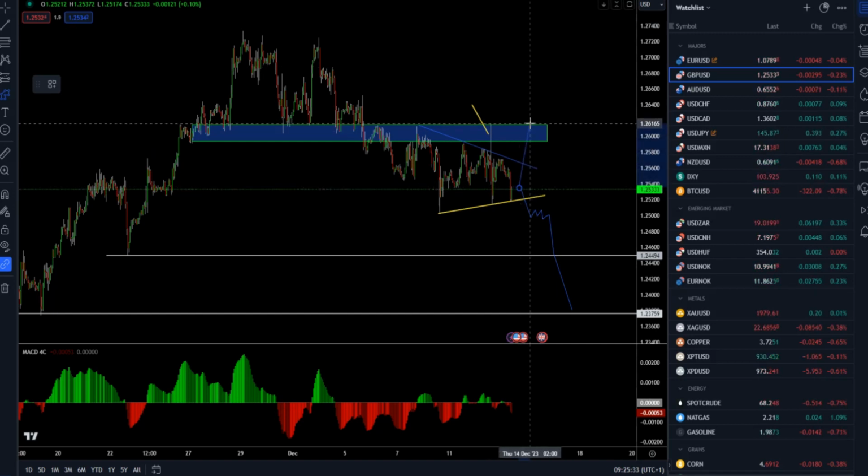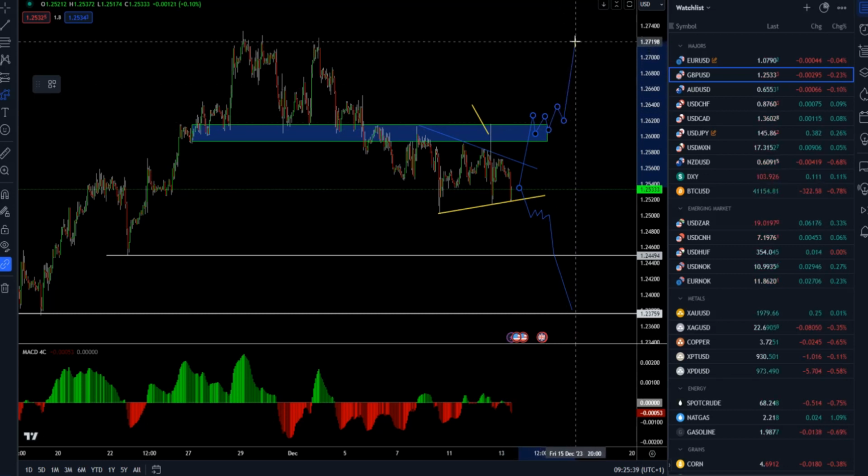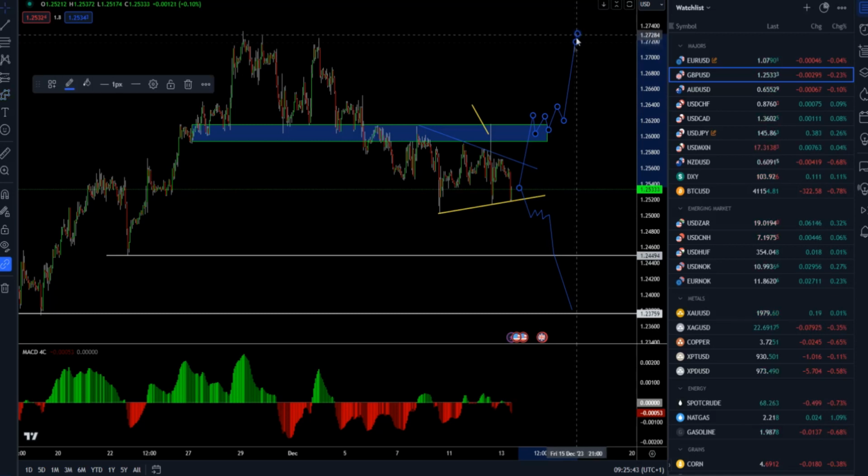Now, the alternative scenario for the British pound versus US dollar to the upside will be to really clear this cluster at 1.2620 and then hold above in order to confirm the potential retest of 1.2720 or 1.2730.